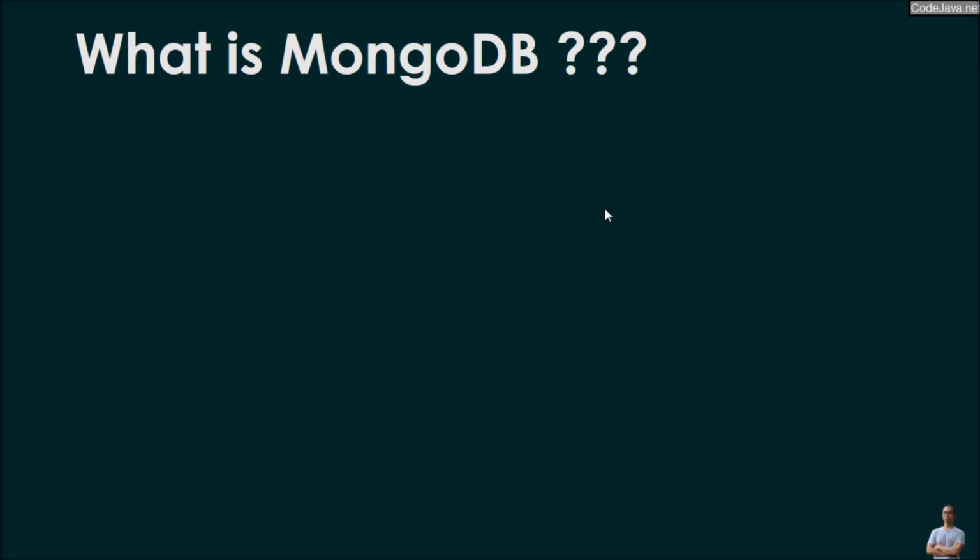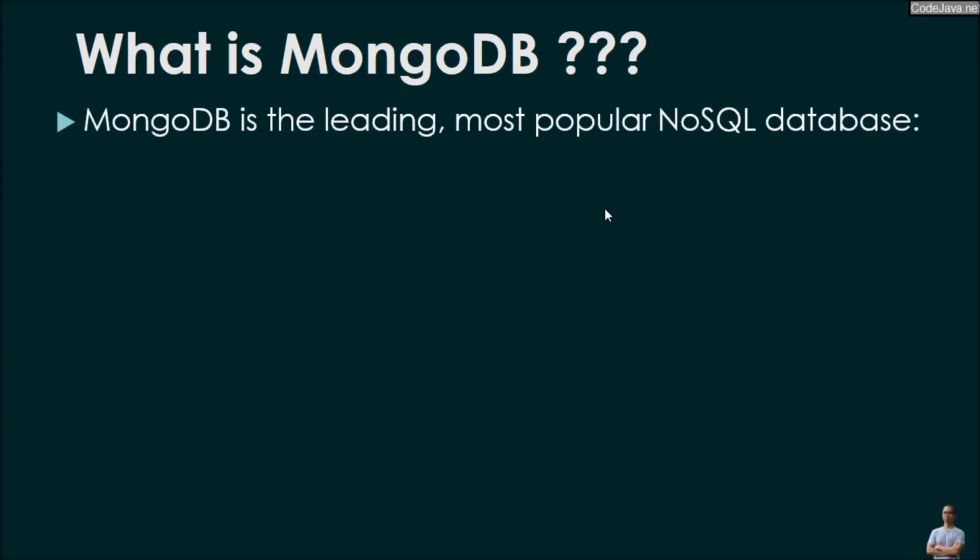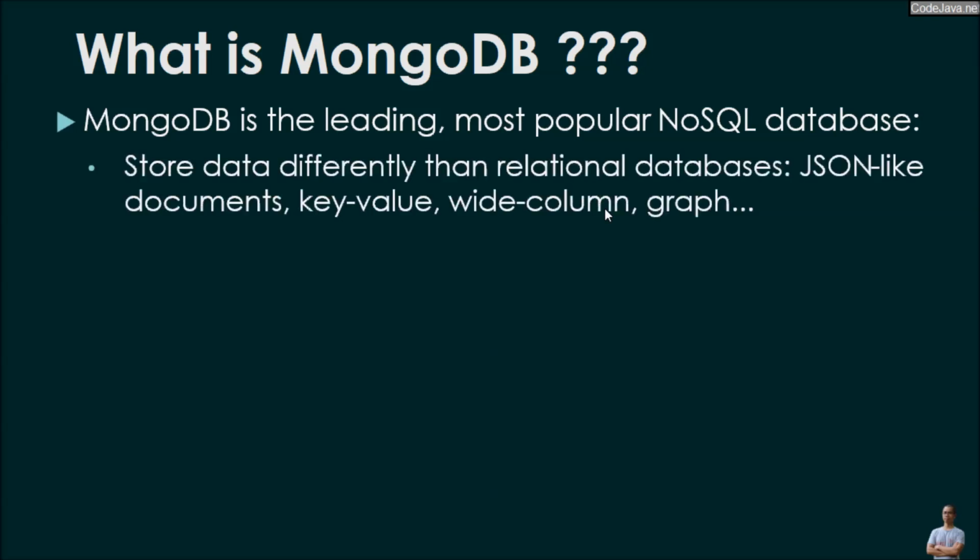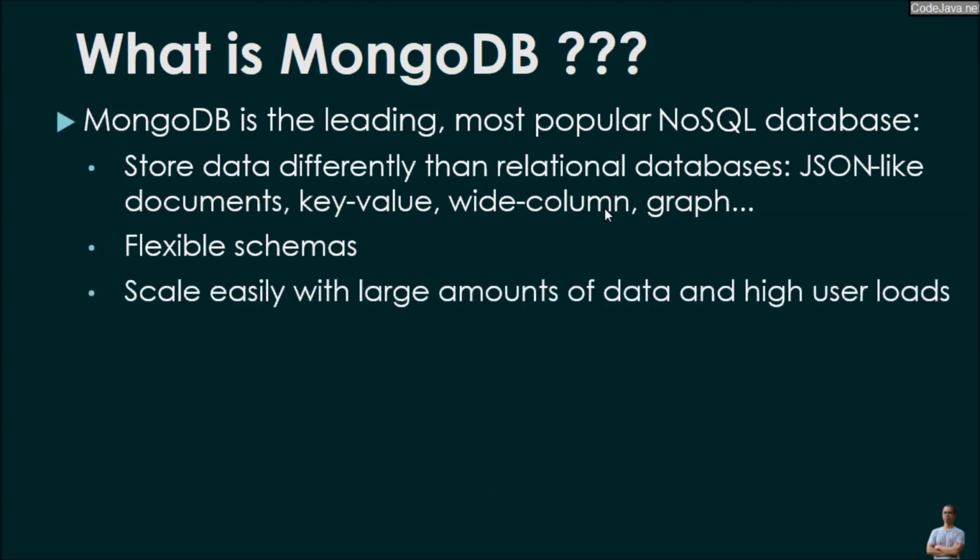Let's understand briefly what is MongoDB. You know, MongoDB is the leading, most popular NoSQL database. It stores data differently than relational databases. It stores data in JSON-like documents or key value, wide column, graph, and it provides flexible schemas allowing developers to adapt with the changing requirements easily and quickly when using MongoDB and database schemas. And it can scale easily with large amount of data and with high user loads.